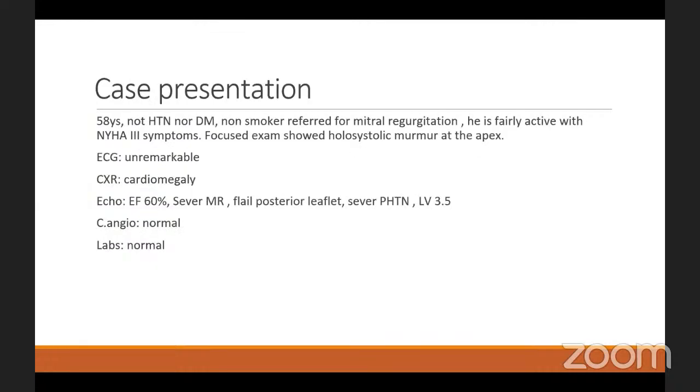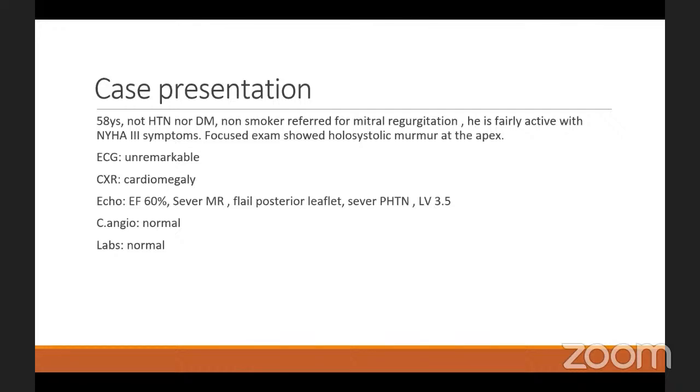This is a case presentation that we did 2 weeks earlier. A 58-year-old male patient, not diabetic, not hypertensive, non-smoker, referred for mitral regurgitation. He is fairly active with NYHA class 3 symptoms. Focused exam shows a holosystolic murmur at the apex. ECG was unremarkable. Chest X-ray showed mild cardiomegaly. Echo showed ejection fraction 60%, severe mitral regurgitation, flail posterior leaflet, severe pulmonary hypertension, with LV diameter 3.5. Coronary arteries were normal, labs were normal.